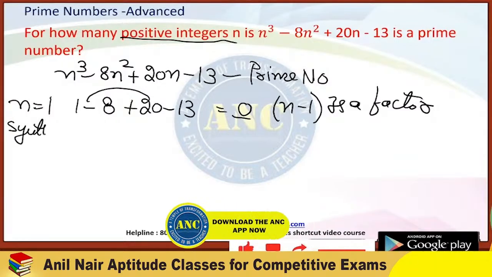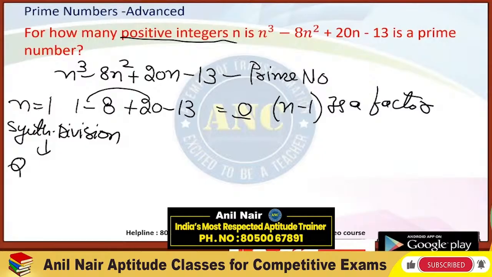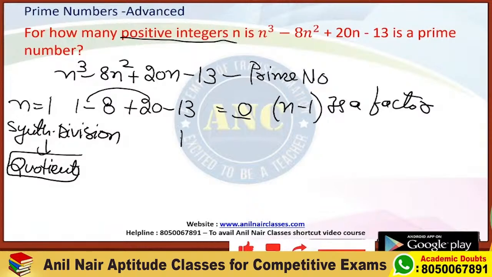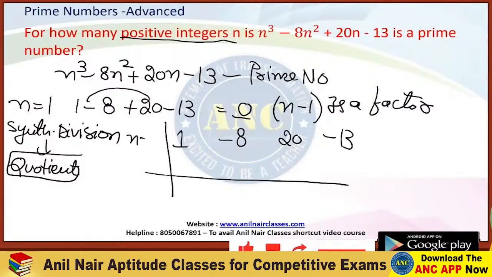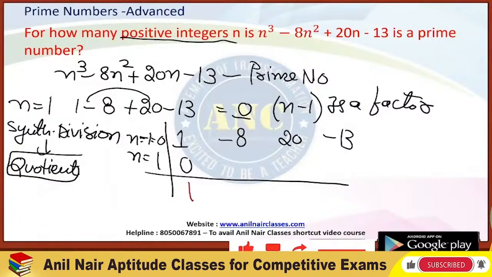Now let us do synthetic division. Synthetic division helps us in finding the quotient. How to do it? The n cube coefficient is 1, the n square coefficient is minus 8, the coefficient of n is 20, and the constant is minus 13. n minus 1 is a factor, so n equals 1. Start with 0. Bring down 1. 1 ones are 1. Minus 8 plus 1 is minus 7. Minus 7 into 1 is minus 7.